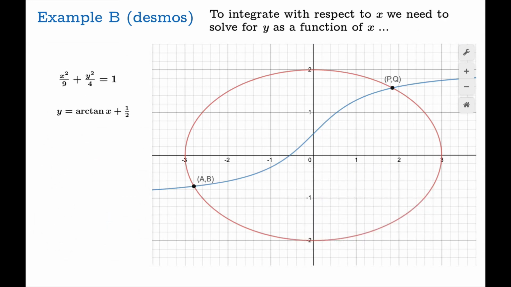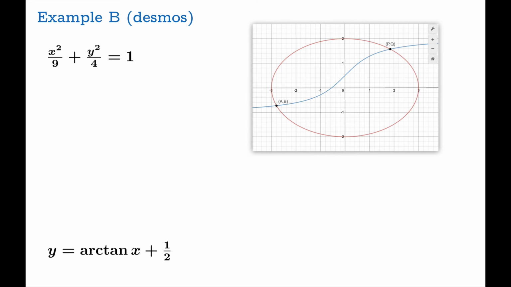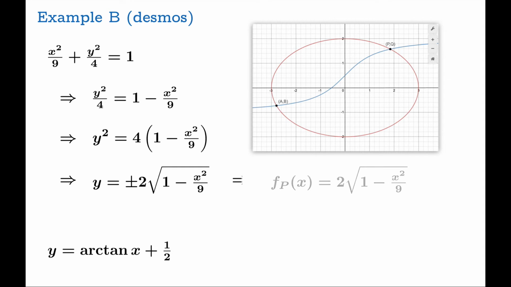Now, we have to do some algebra. To integrate with respect to x, we need to solve for y as a function of x. So we're going to take both of these, and in the top case, we'll solve for y, and we'll notice at this point, we need to take the square root. There are two roots, there's plus or minus. So we'll define the positive root to be given by this expression here, and the graph of this function is the top half of the ellipse.